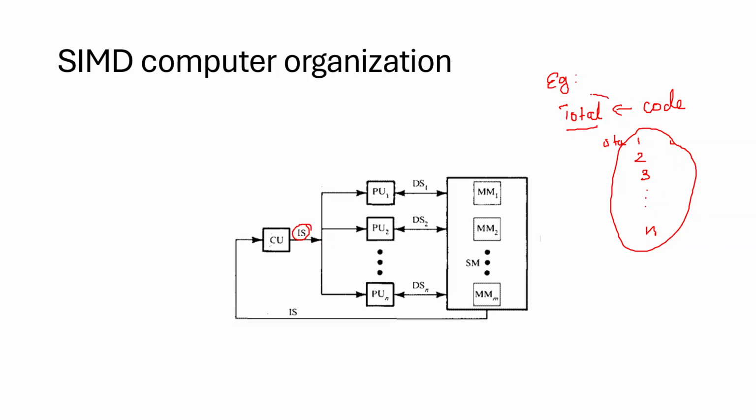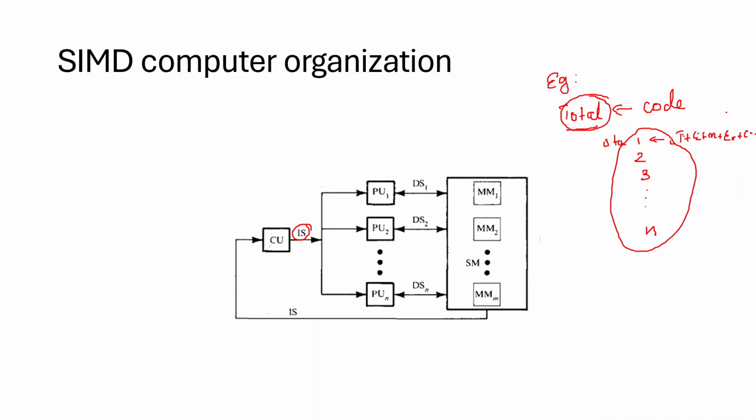So I want to execute the same code, which is used to calculate the total, on all the data streams. It means all the student marks. It may be a combination of Tamil, English, Maths, EVS, computer science, etc. The instruction set is the same, but it is operated on different data sets that will be provided in the memory modules available in the shared memory. The memory module is shared by all the processing elements.